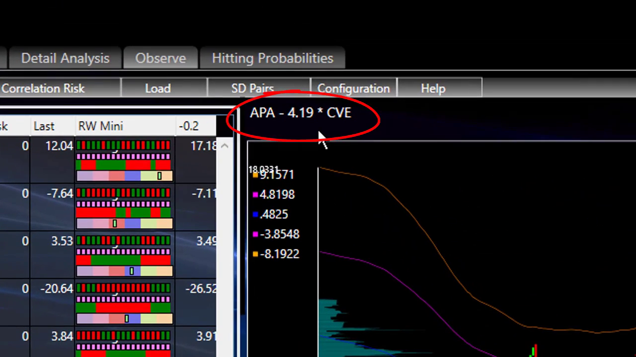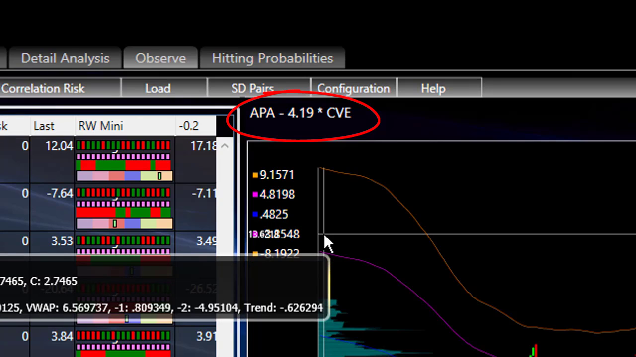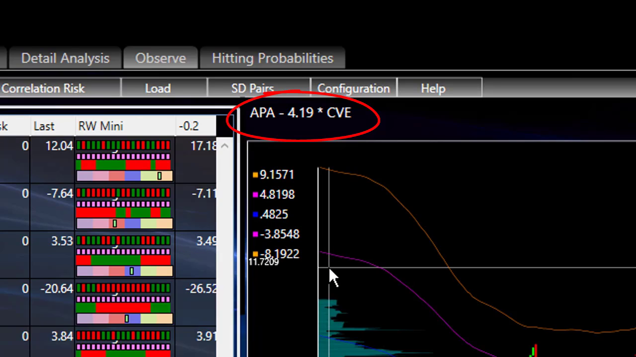APA minus 4.19 of CVE. It is a long, so for every share of APA that you buy, you're going to sell 4.19 shares of CVE.